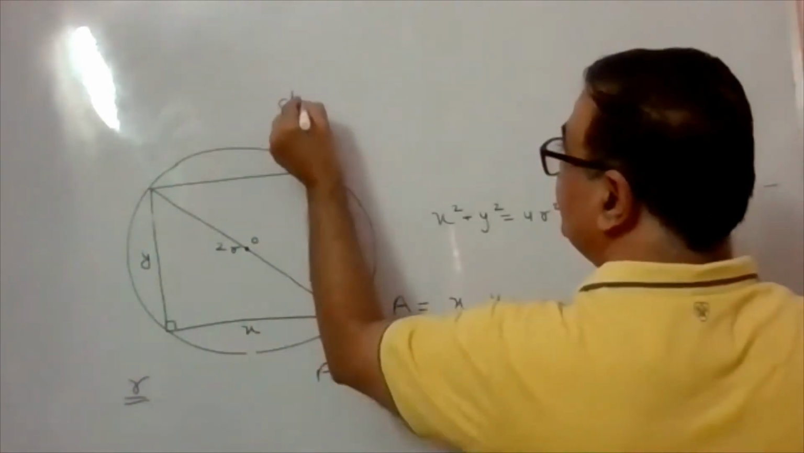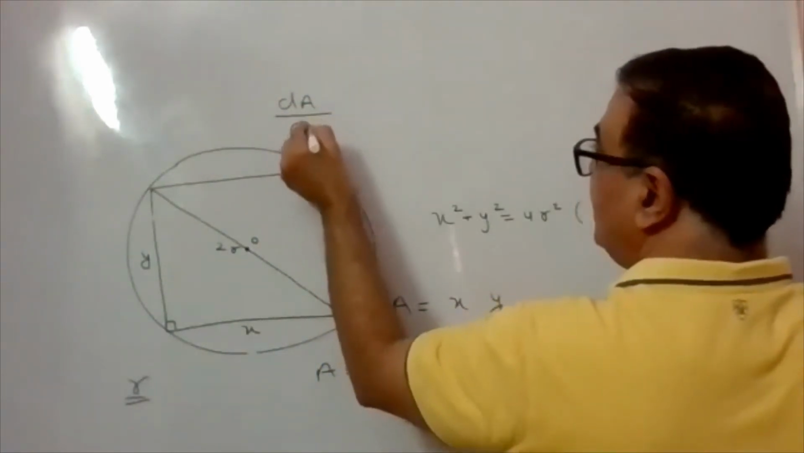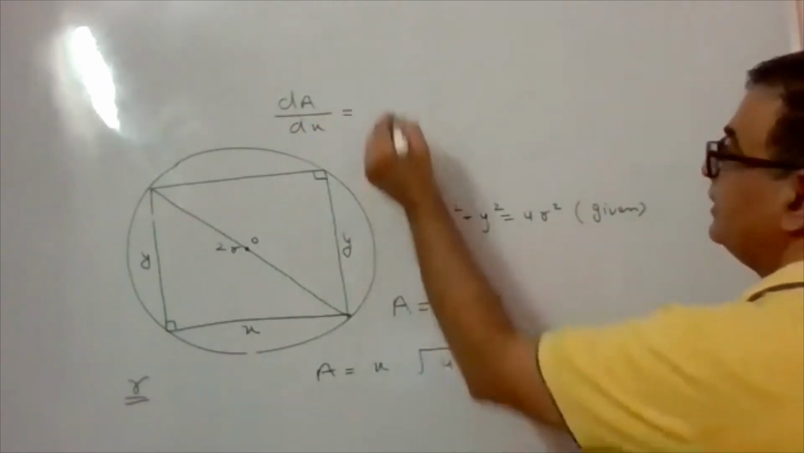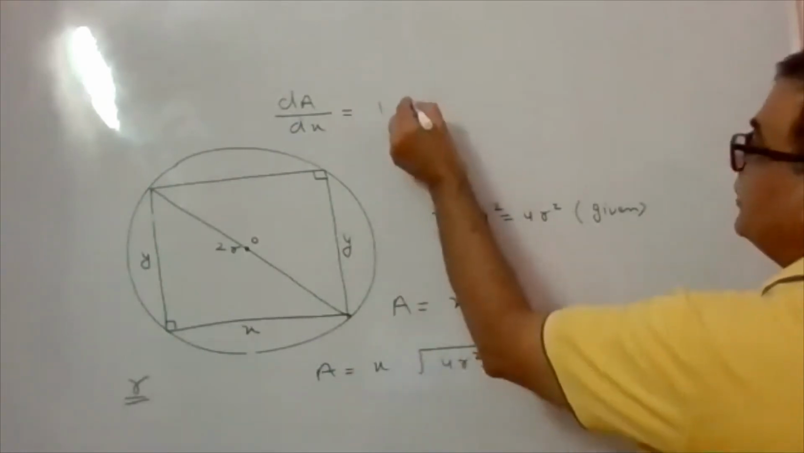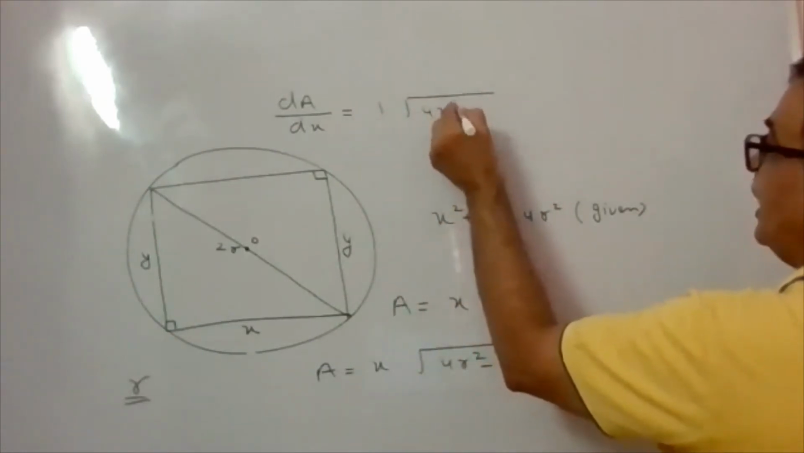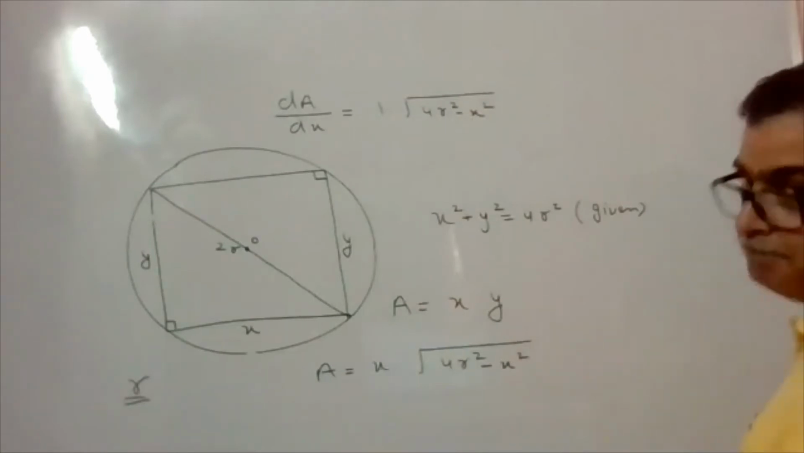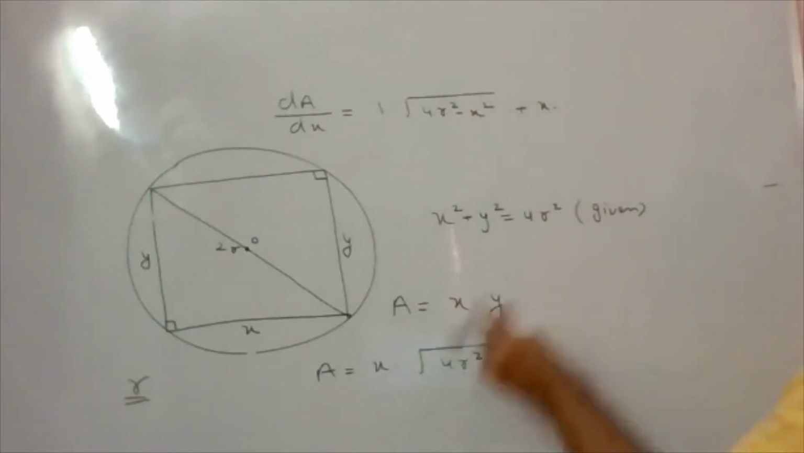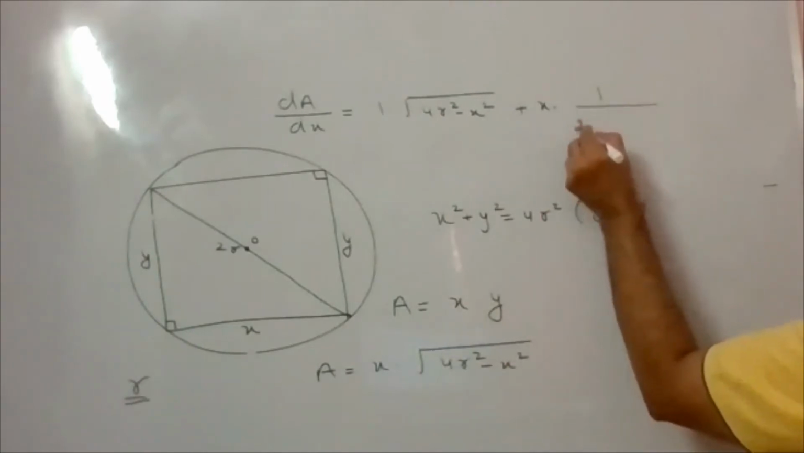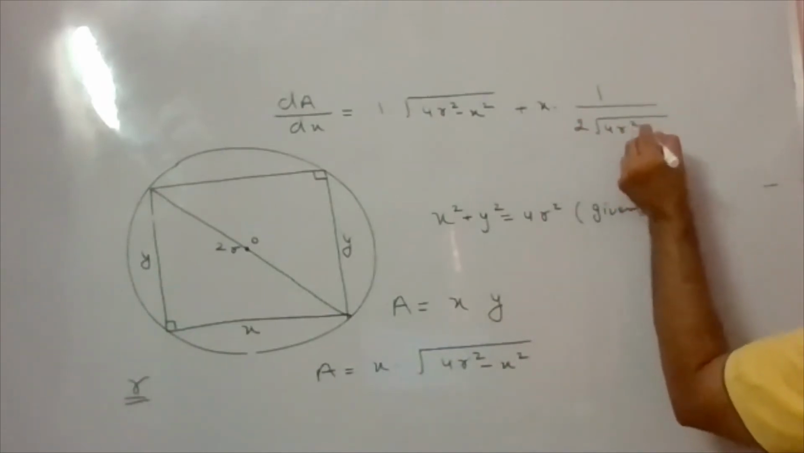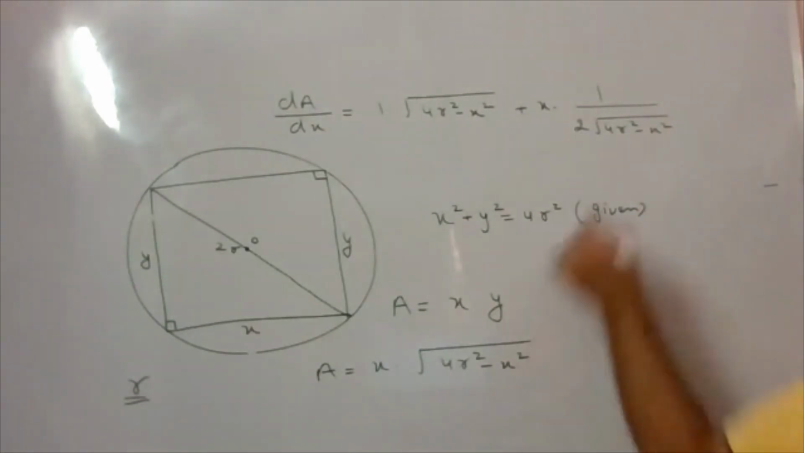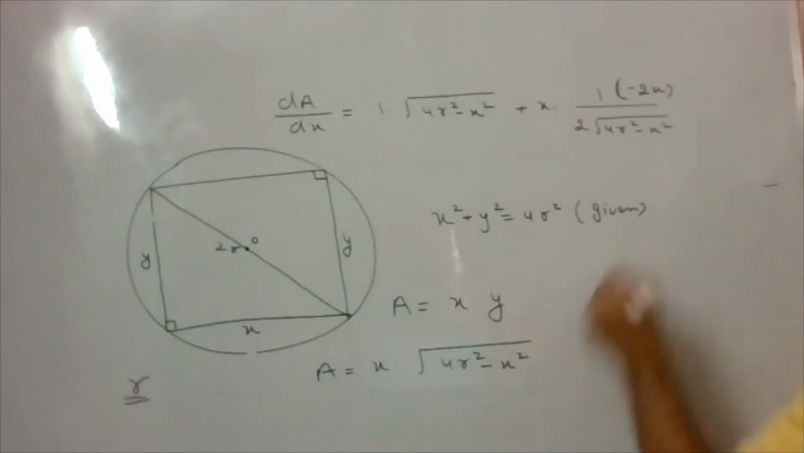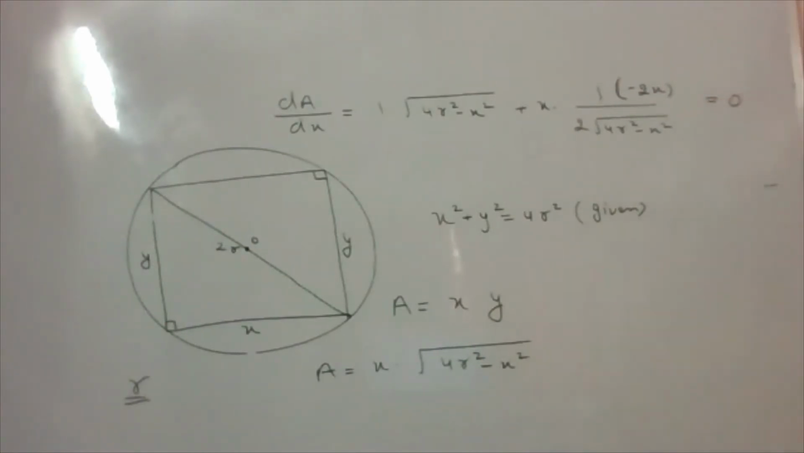Now we differentiate it. dA by dx equals, now go for product rule here. x becomes 1, it will come out to be under root of 4r square minus x square, plus x remains as it is now. इसका डेरिवेटिव करेंगे तो ये आएगा 1 by 2 under root 4r square minus x square into minus of 2x. And that has to be equal to 0.